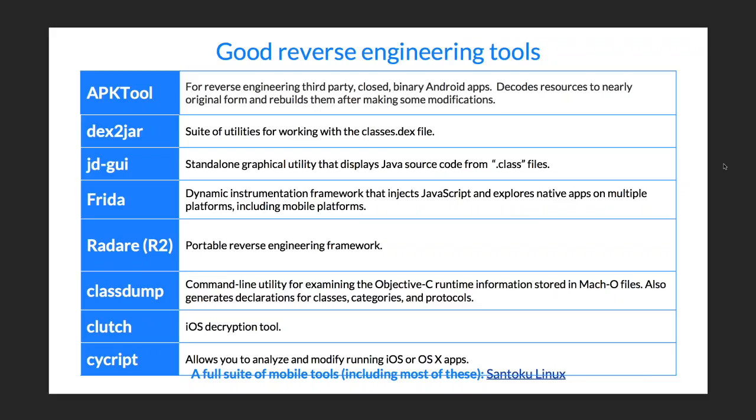Class-dump, Clutch, and Cycript are all geared towards iOS reverse engineering. In fact, I believe Jake may touch on those as well. Now, most of these tools are already included for you in a NowSecure sponsored Linux distribution called Santoku. That is available, and when you receive this presentation, you'll be able to find the link to Santoku Linux, or you can just Google Santoku Linux and find the latest version available for download.